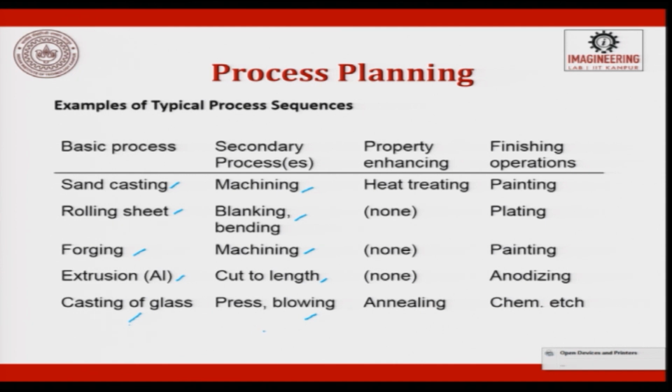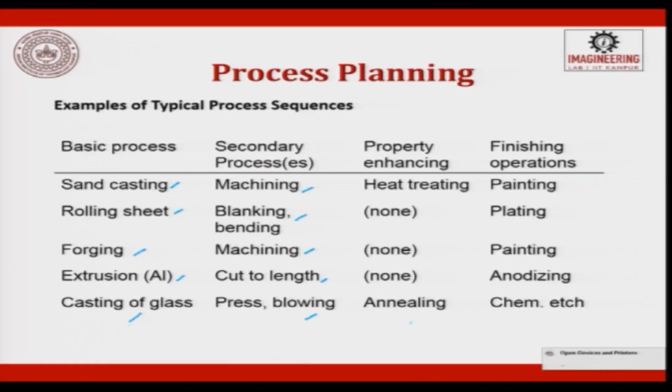So, blowing is if you want to make a glass bulb, incandescent bulb. So, what we do is we take glass and we blow glass. So, that is what is blowing. Press, it is nothing but making petri dish. So, we press, put a globe, press it there. Okay. Property enhancement, heat treatment, annealing is also there. Painting, anodizing and other chemical etching processes are done to go towards the final product.